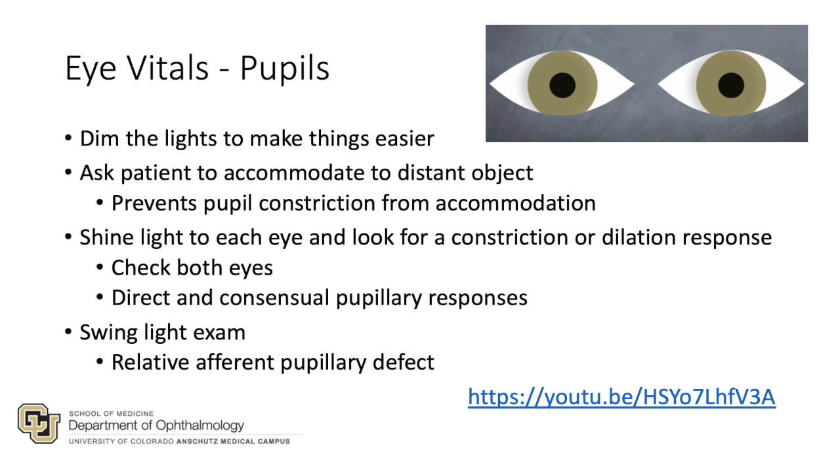Last, perform the swing light exam while looking at both pupils. This will look at relative afferent pupillary defect. This is completely different from testing direct and consensual responses, and we encourage you to use the link below for a detailed explanation about these two different exams and their significance.